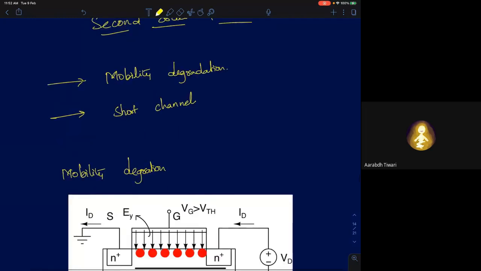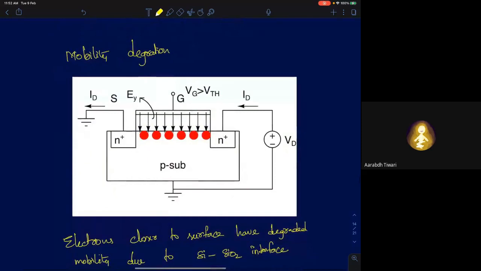So the first second order effect is called mobility degradation. What happens is that as you keep applying a large gate voltage, the electrons will be drawn closer and closer to the semiconductor-silicon oxide interface. So you have silicon here, which is your p-type semiconductor, and this is SiO2, silicon dioxide. These electrons will be drawn closer and closer to the interface between semiconductor and oxide.